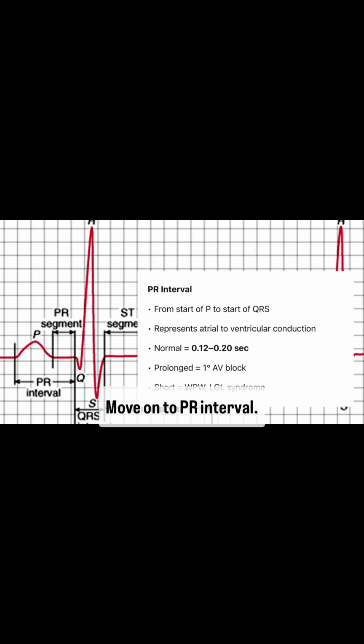Move on to the PR interval. Start of P to start of QRS. Normal range is 0.12 to 0.20 seconds. And what are the abnormalities? If short PR, then it may be WPW syndrome. And if long PR, then first degree heart block. All the abnormalities we will discuss in part 2.